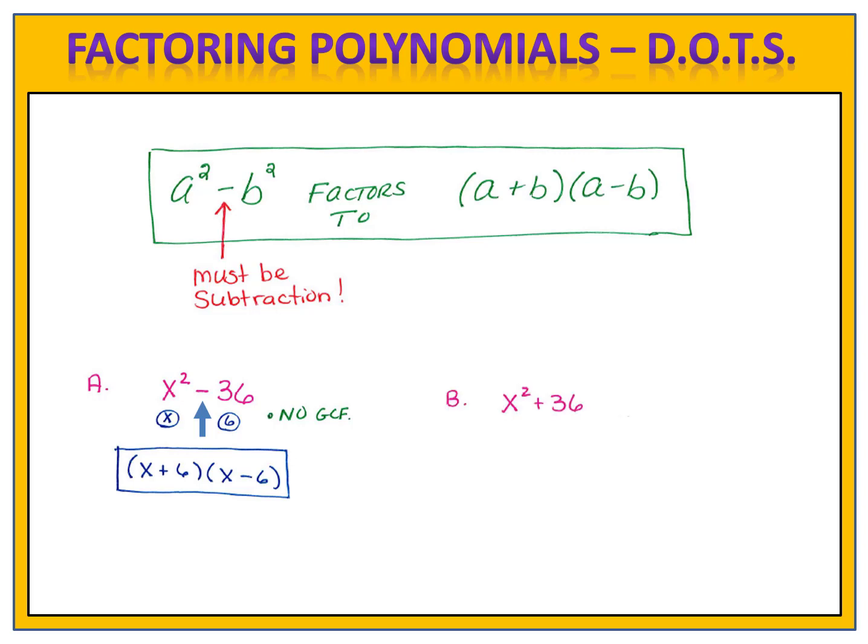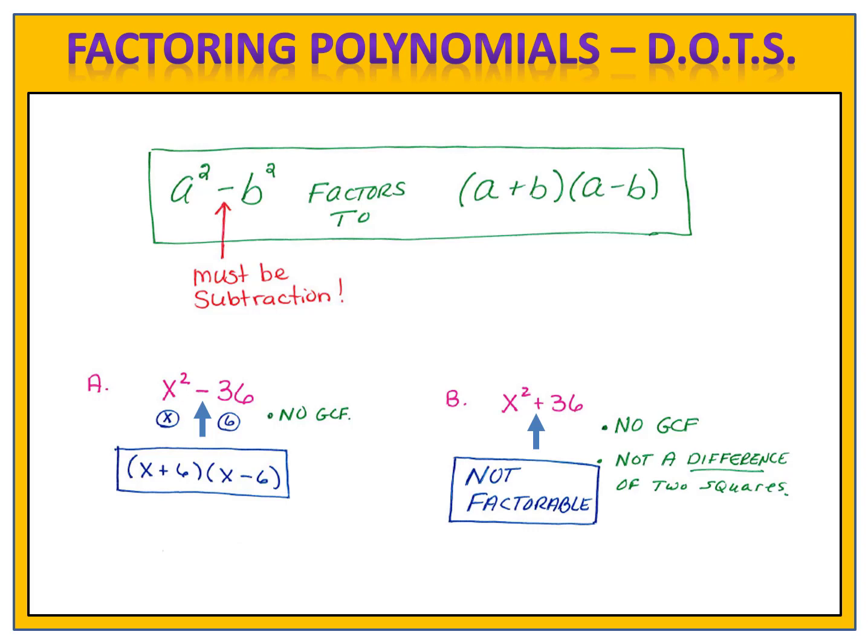In exercise B, we have another binomial, x squared plus 36. Again, the first thing we look for is a greatest common factor. There is none. Then we check to see if we have a difference of perfect squares. X squared and 36 are certainly perfect squares. However, they are not connected by subtraction. So this is not a difference of perfect squares. Since neither of these techniques apply, this polynomial is not factorable.